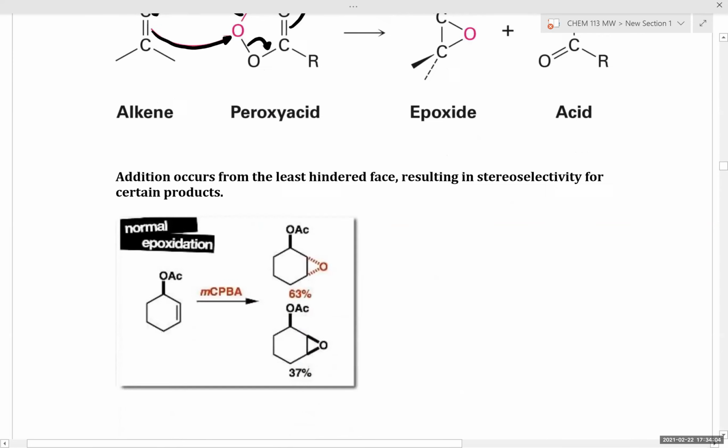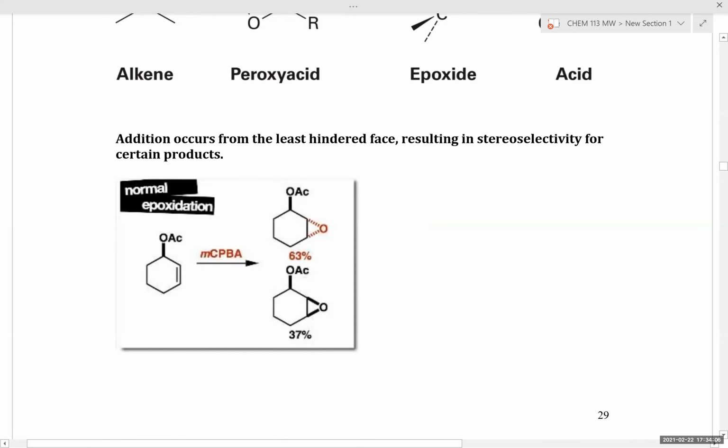Okay, so one other feature that I'll just briefly discuss is that addition occurs from the least hindered face, resulting in stereoselectivity for certain products. This is primarily covered in later organic classes, but you can get facial selectivity in epoxidation, just like what we saw for hydroboration.